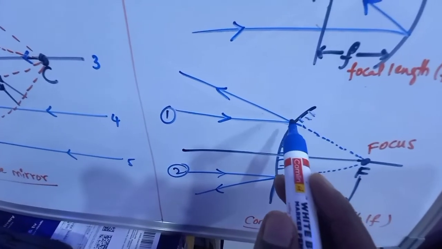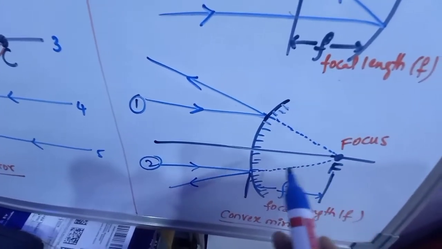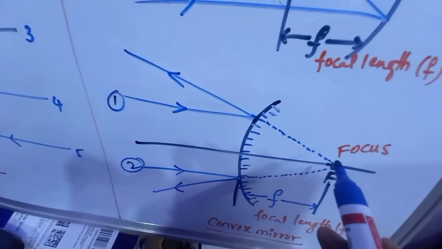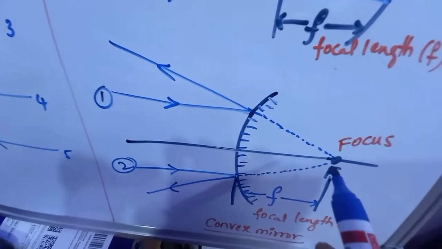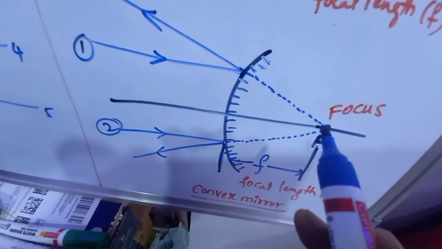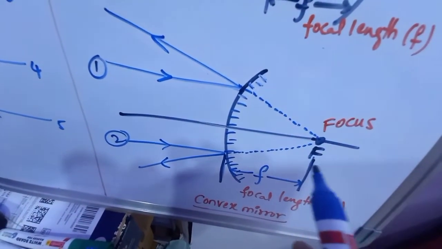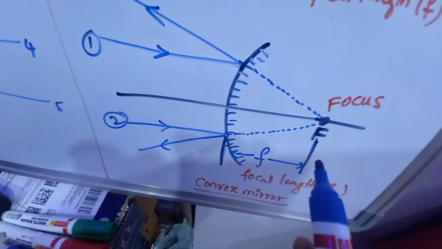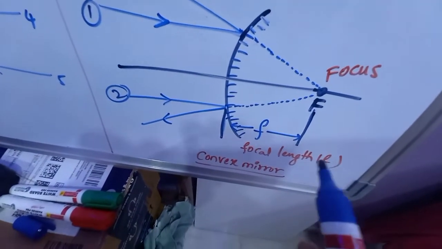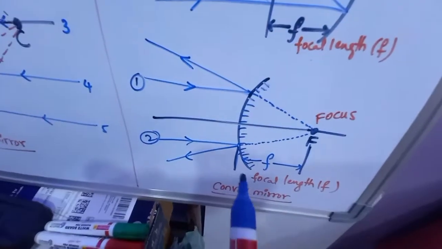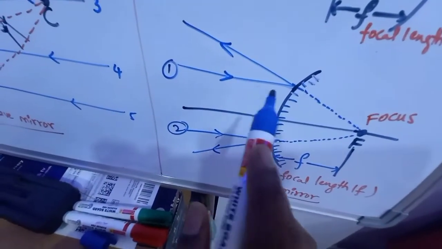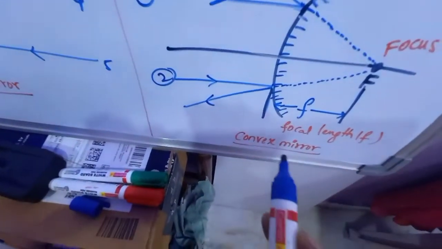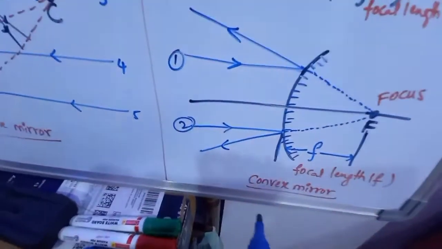If we extend the reflected light rays in the backward direction, they appear to meet, not actually meet, but appear to meet at one point on the principal axis behind the mirror, and that point is called the focus. From the surface of the mirror to the focus, this distance is called the focal length, and it is represented with small f. Hence all the reflected light rays are diverging from the surface, so this convex mirror is called a diverging mirror.